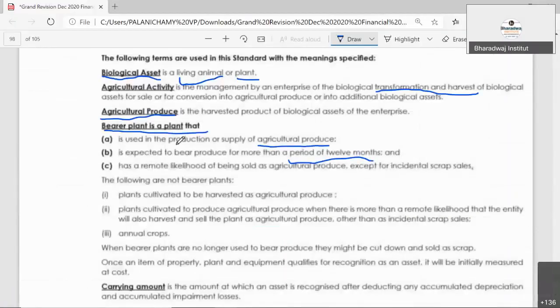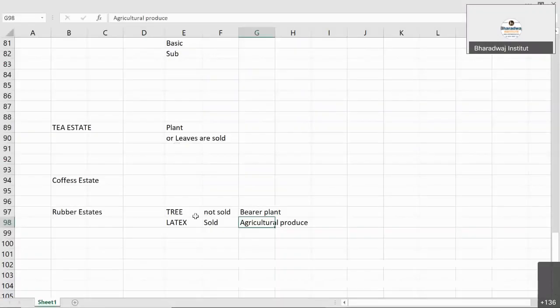Simple. A bearer plant is the one which produces agricultural goods. Its life will be more than 12 months, and there is a remote chance of selling this tree, or these tea plants or coffee trees. This is applicable for all the long-term crops like mango trees, jackfruit trees. All these come under which one? Bearer plant.